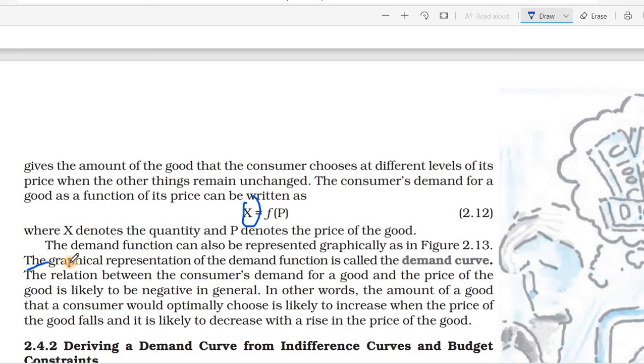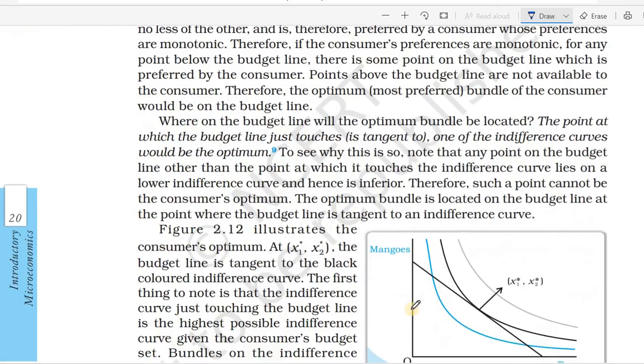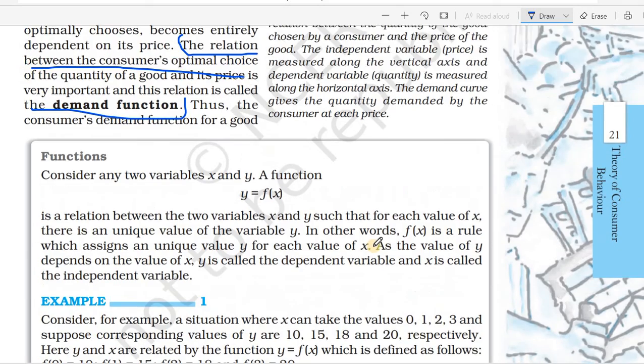Then what is the demand curve? The graphical representation of the demand function is called the demand curve. The relation between consumers' demand and the price of the goods is known as the demand function, and the graphical representation of that function is known as the demand curve. This one is the demand curve.